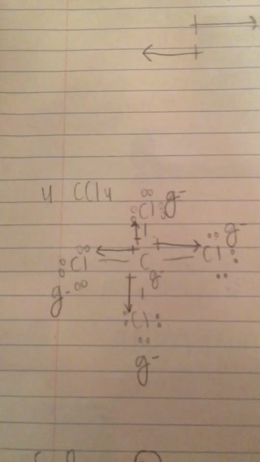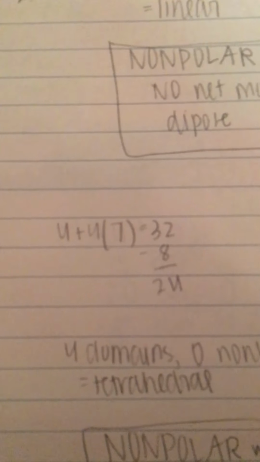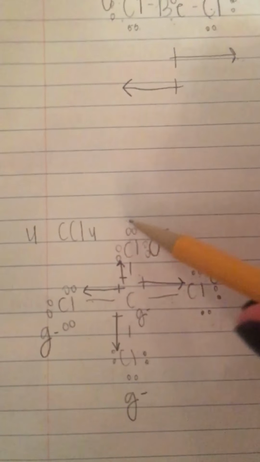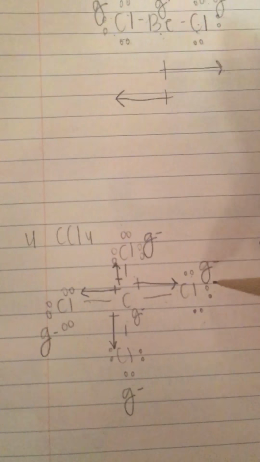So we have CCl4, so the Lewis structure. C is the least electronegative, so that goes in the center. Valence electrons, you get 32, minus 8 for the bonds gives us 24. So then we put them around the Cl's: 2, 4, 6, 8, 10, 12, 14, 16, 18, 20, 22, 24. So we make sure we have octets, which we do on all 5 atoms.